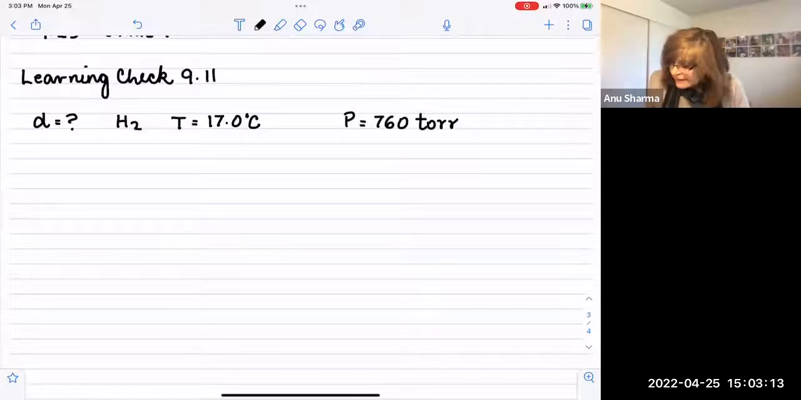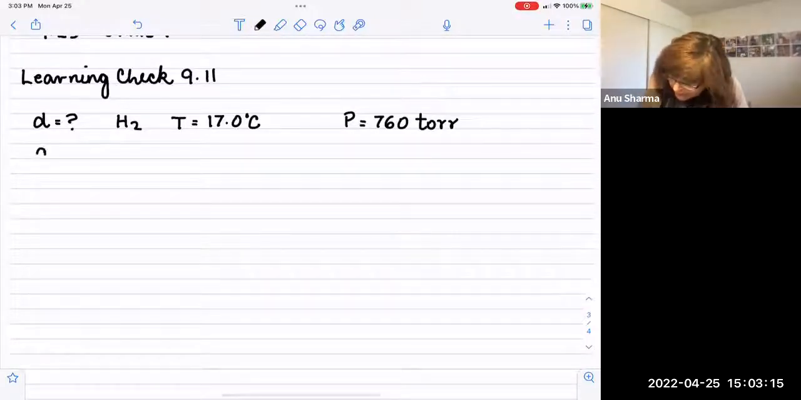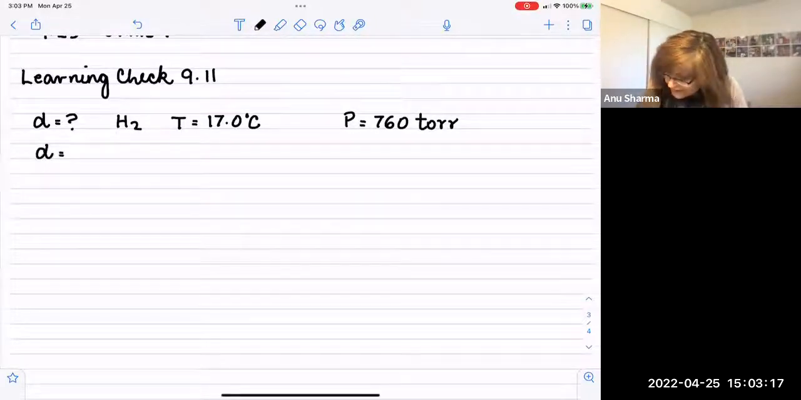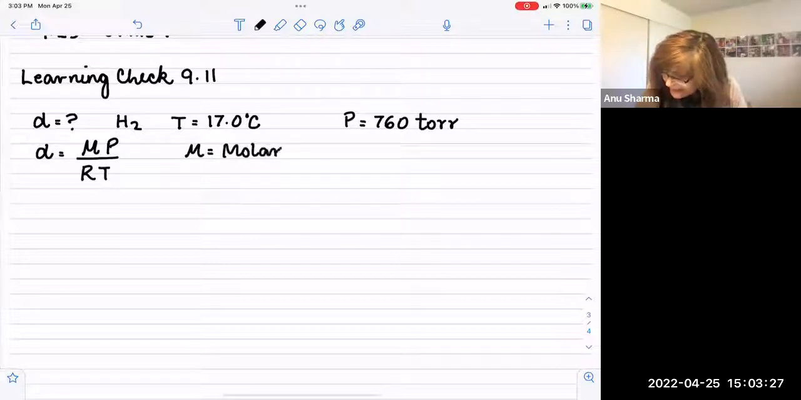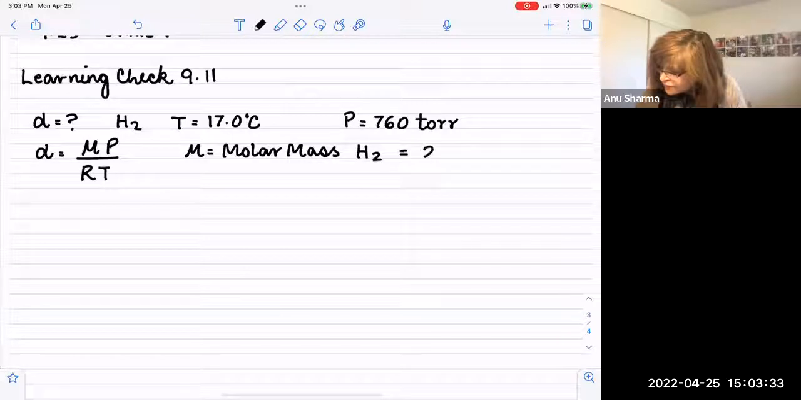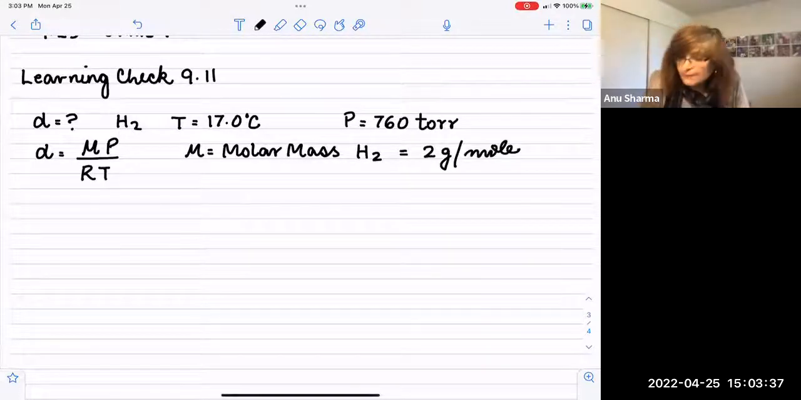The density formula that we are going to use is D is equal to MP over RT. M stands for the molar mass of the gas, and in this case, the identity of the gas is important. So we are using hydrogen. Hydrogen is 2 grams per mole. It's diatomic hydrogen.